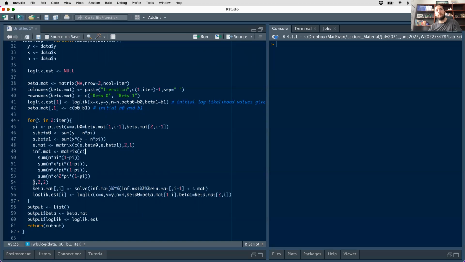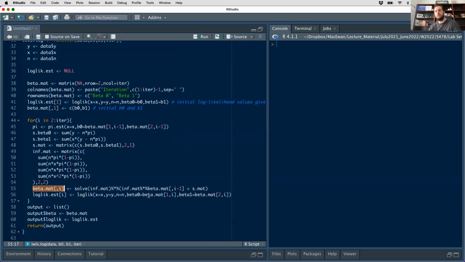And then my estimate for beta hat on iteration 2 is going to be the inverse of the information matrix, multiplied by the information matrix times the beta values from the previous iteration plus the score matrix that I found using those same values. Again, this is just the general equation for the IWLS procedure, which is given in lecture set and we've seen before.